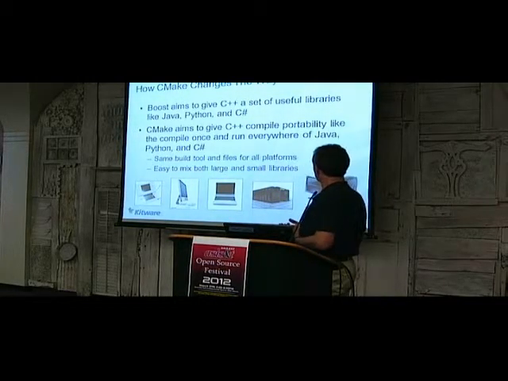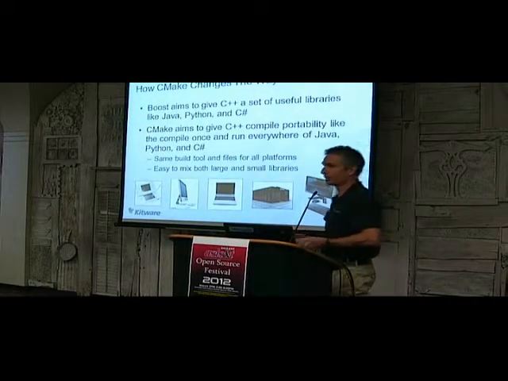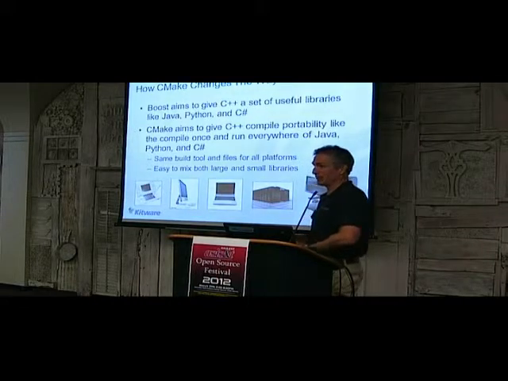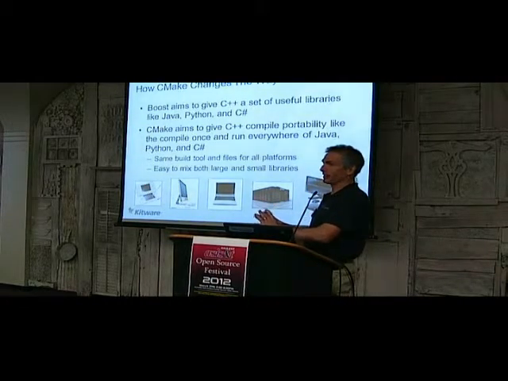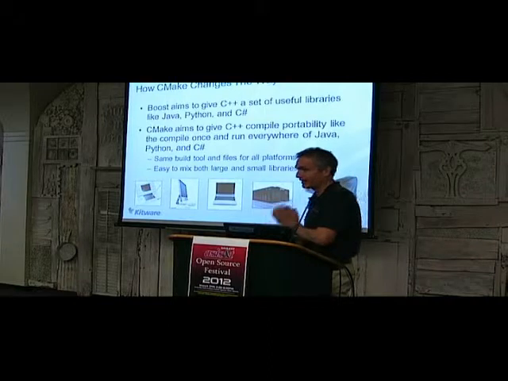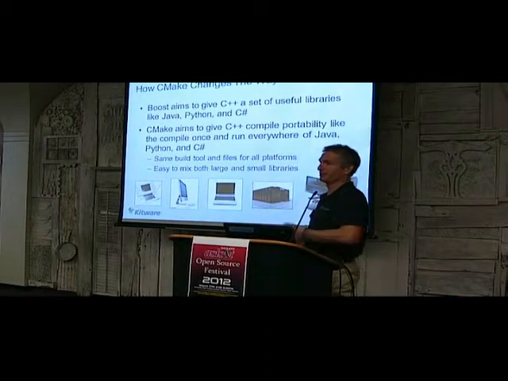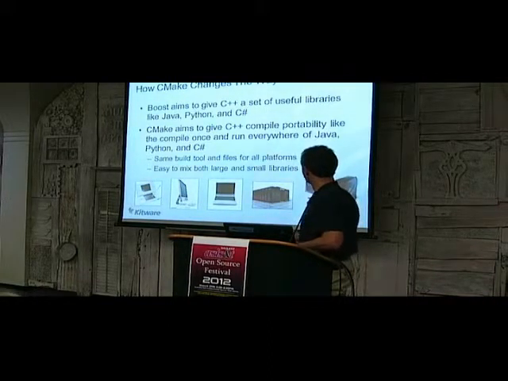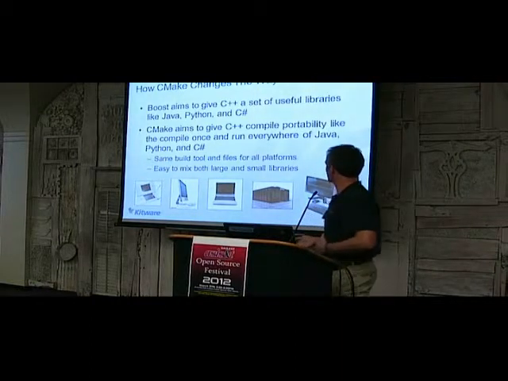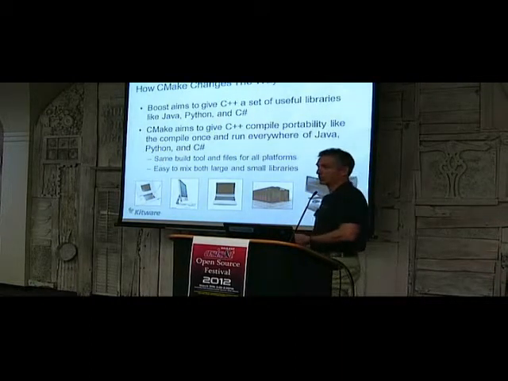CMake aims to give C++ compile time portability. We can't do the compile it once, run it everywhere of Java, but we can write one single file that describes how to compile it and then have it compile everywhere seamlessly. That's what CMake does. So the same build tool, files for all platforms, easy to make large and small libraries.